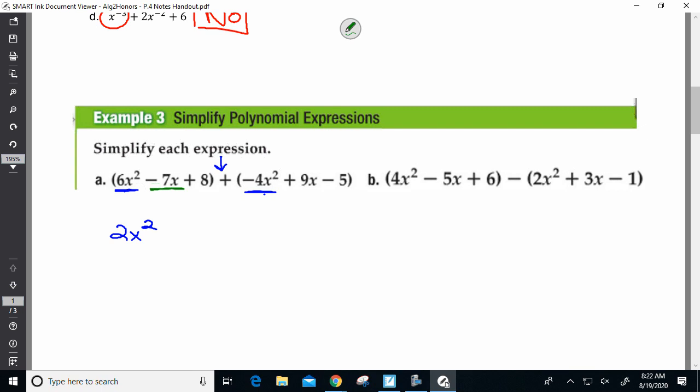Negative 7x plus 9x gives you positive 2x. 8 and negative 5, positive 3. And that's it. That's your final answer. So when you're adding, you're just combining like terms. The parentheses mean nothing.